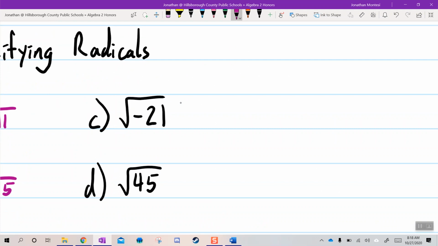The root of -21, that only breaks into 3 and 7, so we can't really simplify the number inside, but we do have to pull out that -1. So 21 stays as it is. We have i root 21.